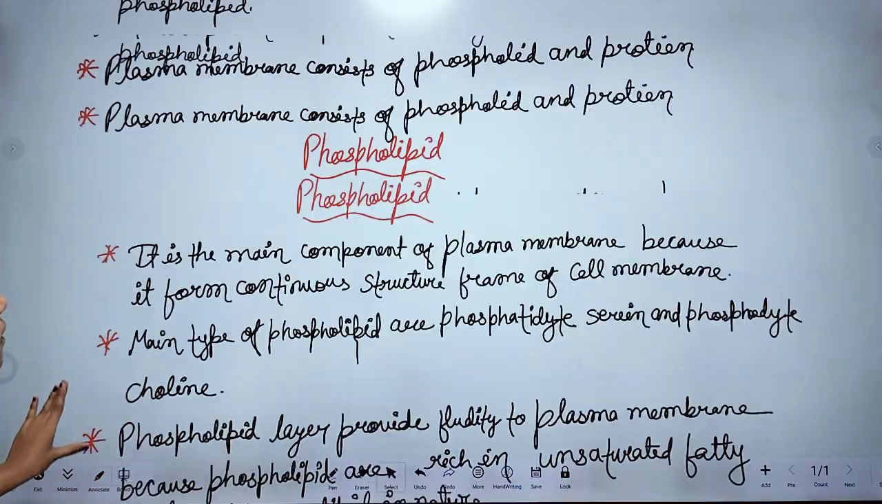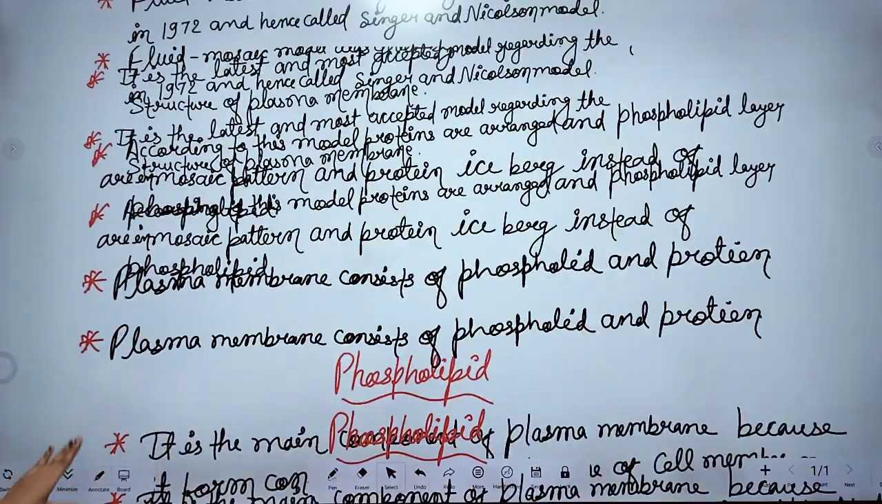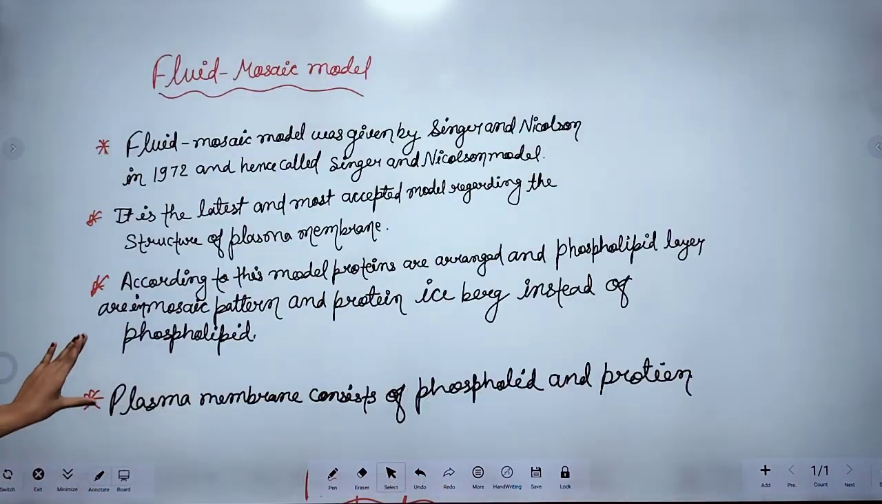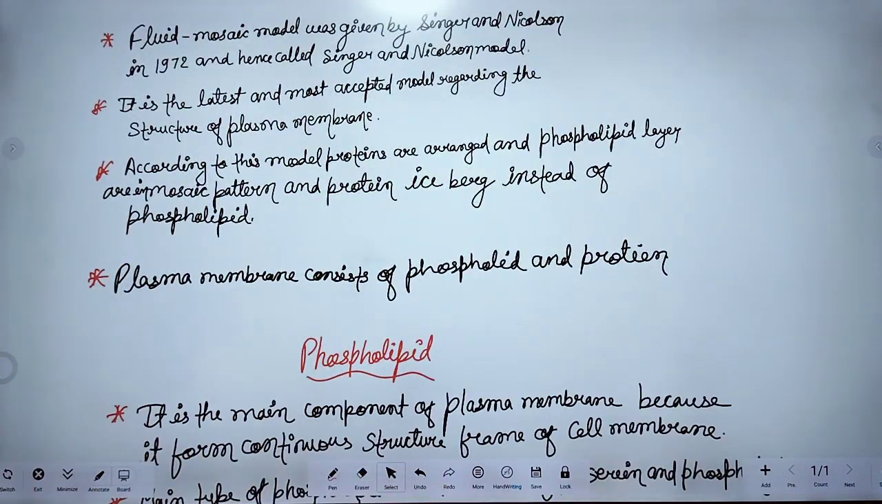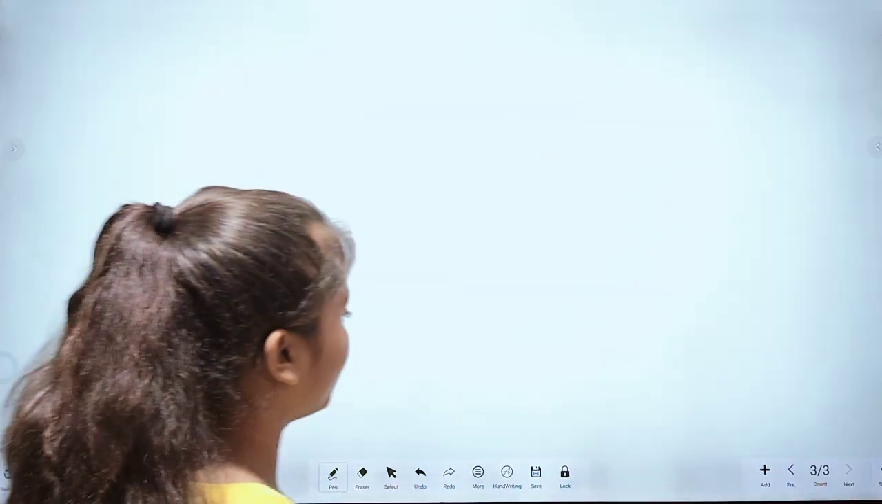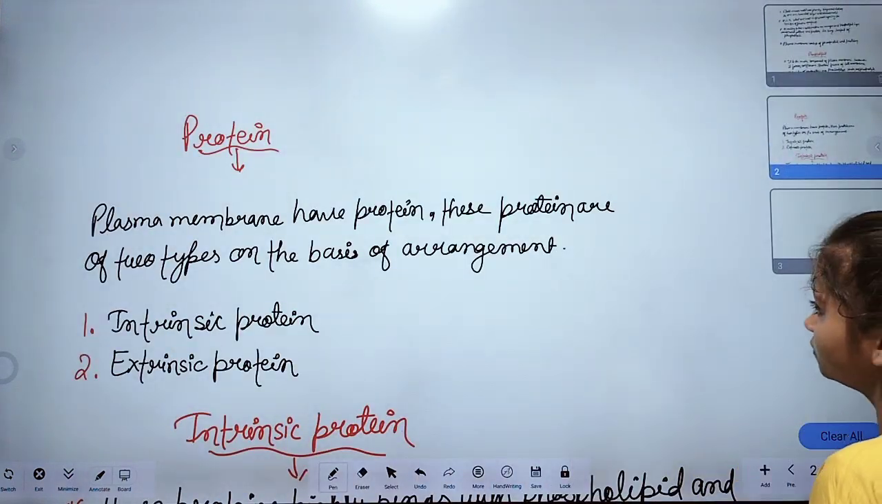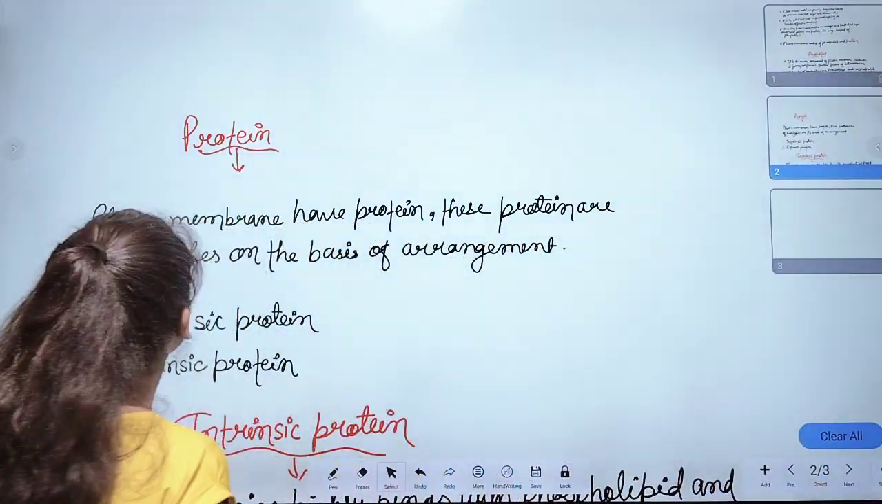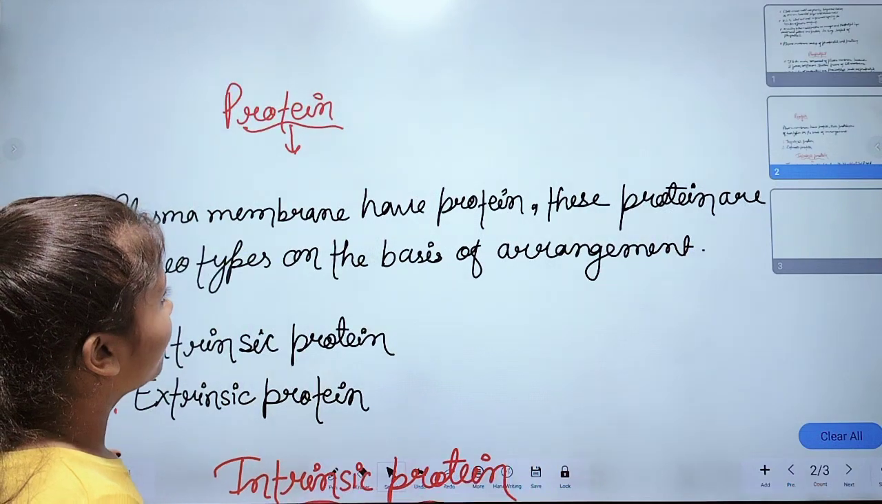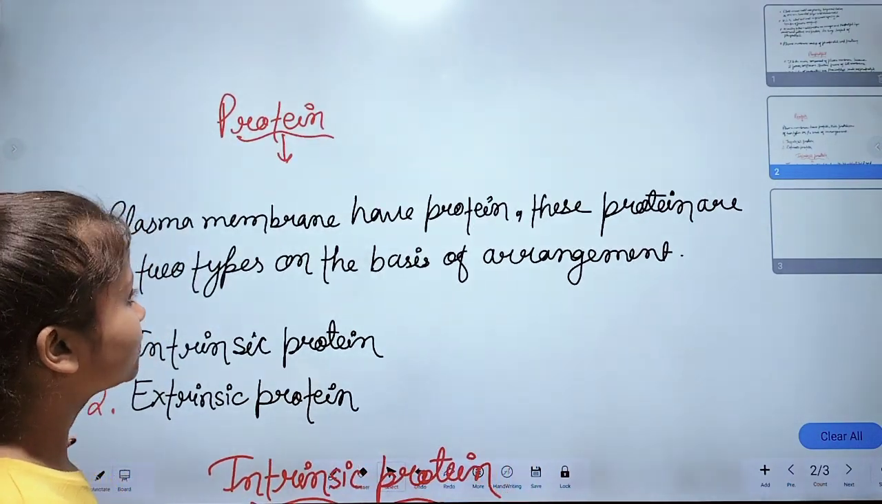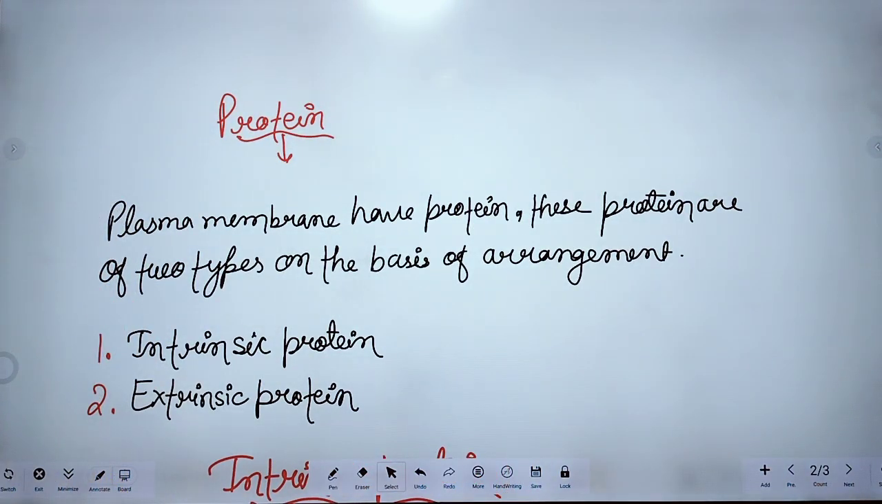Now let's discuss protein, the next component of the plasma membrane. Let's see some points related to protein. The plasma membrane also has protein. We had already seen this in the previous slide.